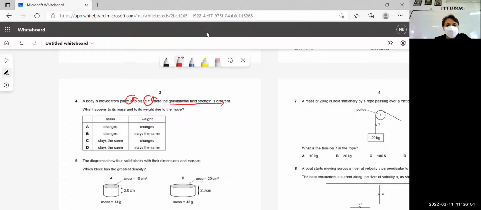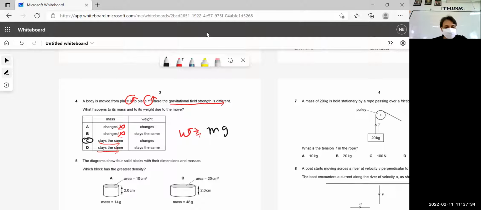We know that the mass is not going to change. So options A and B you can eliminate first. They are wrong. In C and D, the mass stays the same, and then the weight is not the same. Weight is equal to m into g, and as the gravity is different on a different planet, the weight is going to change. So the best answer is option C, stay the same and change.